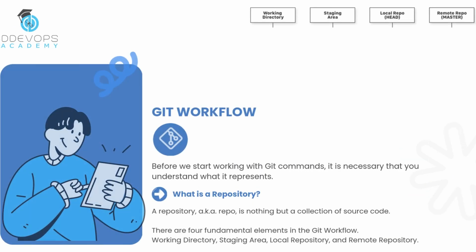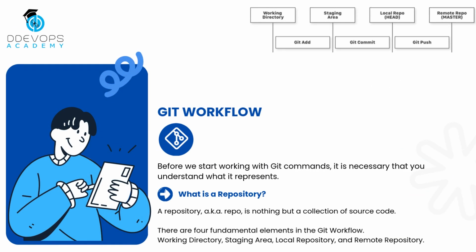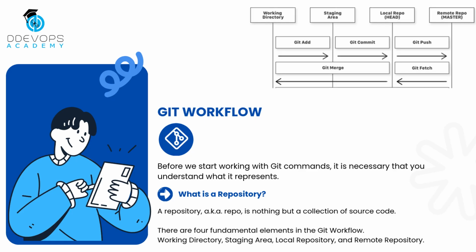Let's break down the Git workflow. At the core of Git is the repository, a collection of source code. The workflow moves through four key areas: the working directory, where you make changes; the staging area, where you prepare those changes; the local repository, which stores committed versions; and the remote repository, where code is shared with others.